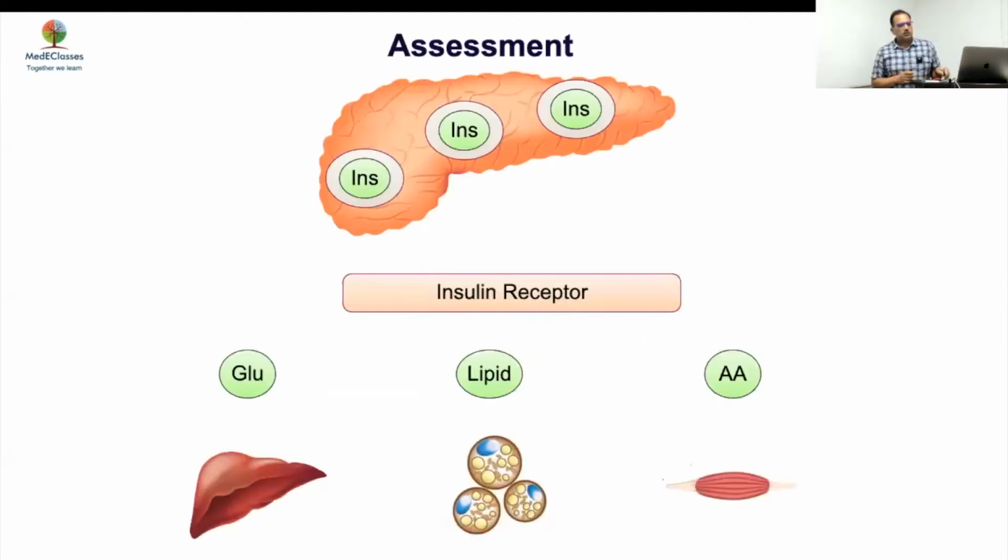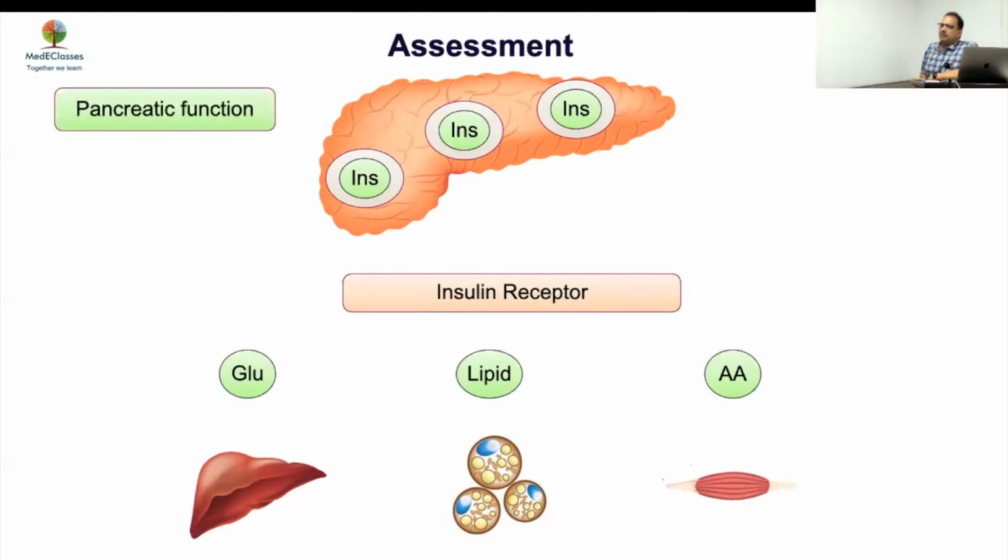Now, the question comes is, we know that the problem is either at the level of production or action. How to assess? The one which I alluded to earlier. So you can look at, first of all, if the whole pancreas is involved or not. So you can do a pancreatic function assessment using pancreatic imaging. But remember, pancreatic imaging will only pick up fibrocalcific pancreatic diabetes or an atrophy of pancreas. Which form of MODY presents with atrophy of pancreas?